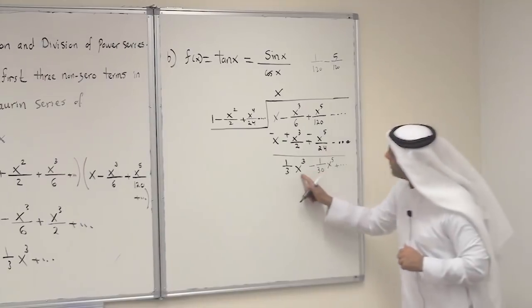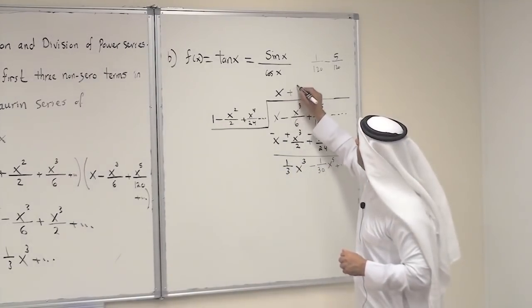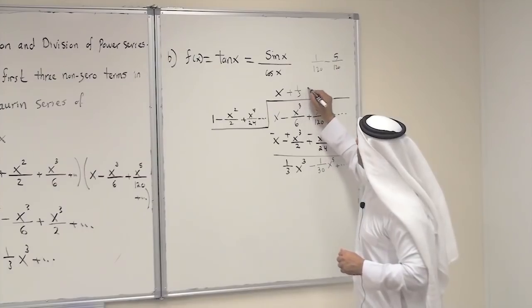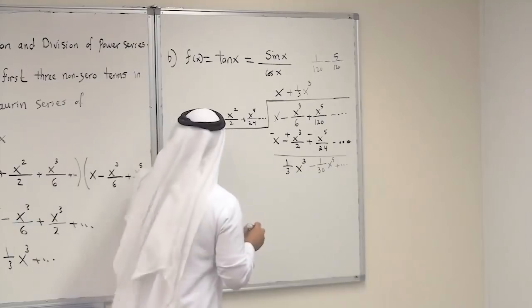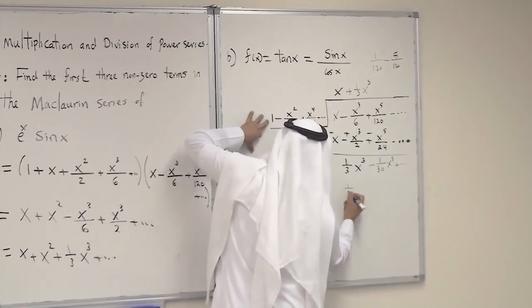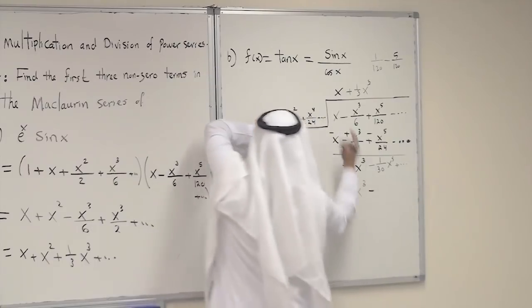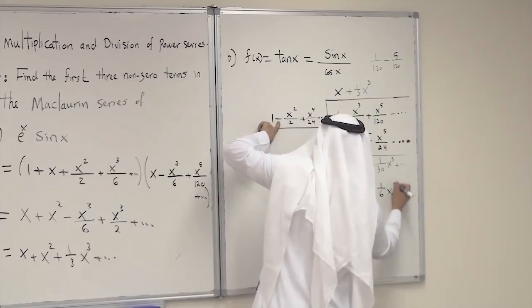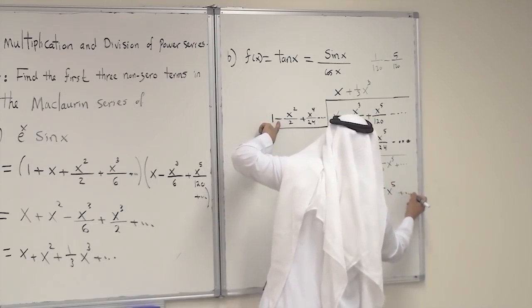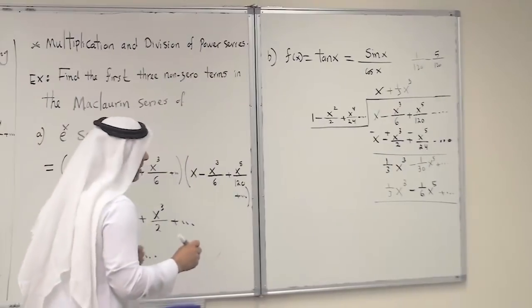Next, I take the first term, divide by 1. So that gives plus 1 over 3 multiplied by x cubed. If you multiply back, what you have here is 1 over 3 x cubed, and then I have minus 1 over 6 x to the power 5 plus something that I don't care about, because I'm looking only for 3 terms. This will be enough to find 3 terms.